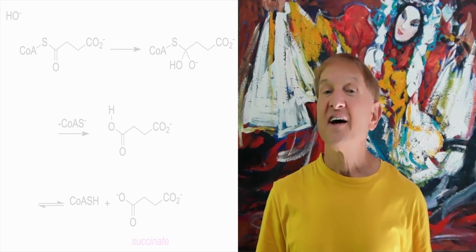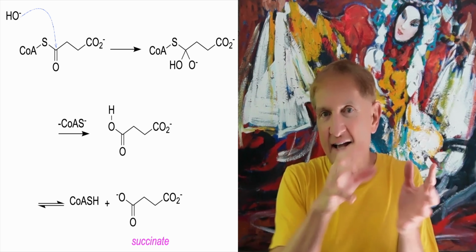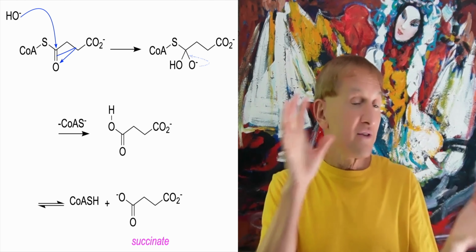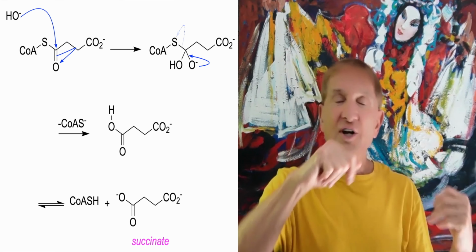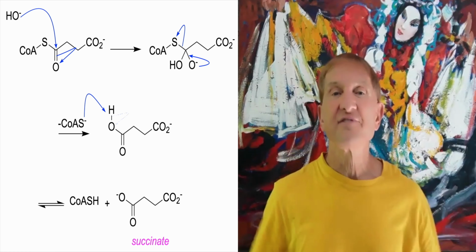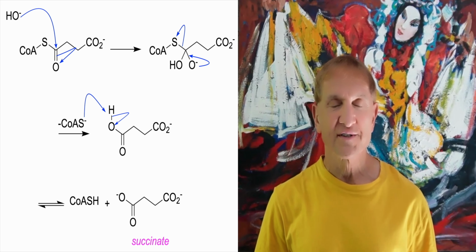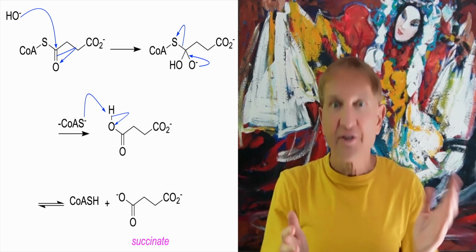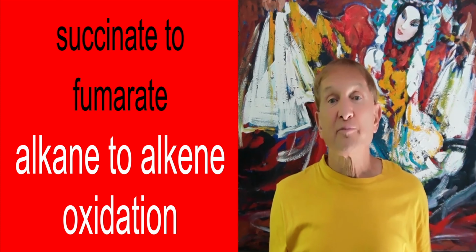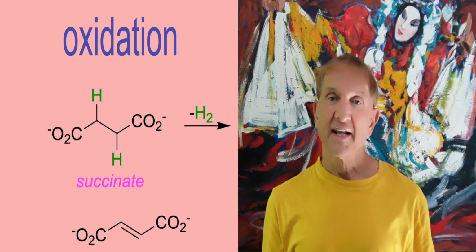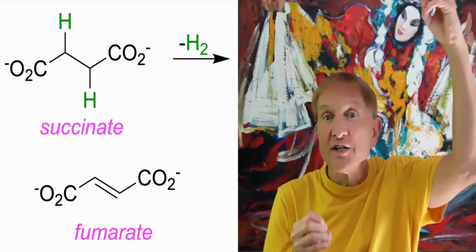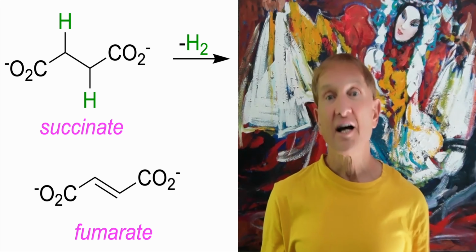Easy. It's just a hydrolysis to get rid of the S-CoA now. Let's represent that with a base, tetrahedral intermediate, negative charge, push the electrons back in, S-CoA leaves again. We've done our hydrolysis. We're at 6 o'clock in the Krebs cycle. We've formed succinate. The next step is to oxidize succinate to fumarate. To do that, we have to take 2 hydrogen atoms away, dehydrogenase.